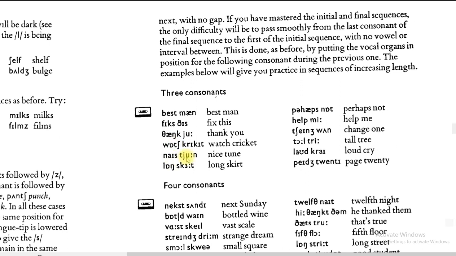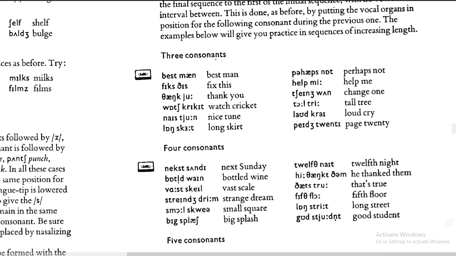Nice tune. We have the first word ending with s sound and the next word starting with t and y sound. So we have 3 consonant sequences. نجي على 4 consonant sequences. Try to read the other examples.